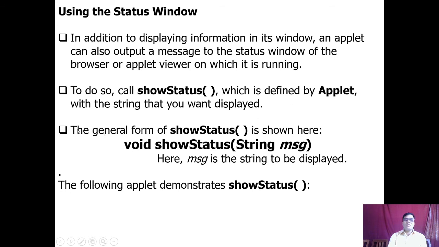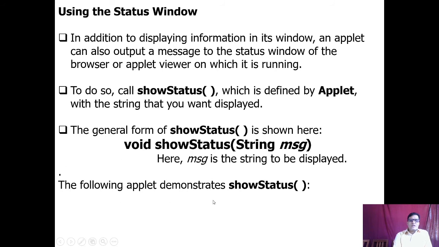Let us see the general form. Here the showStatus method is shown: void showStatus(String message). By using this showStatus, it acts as status bar information. Whatever content you place in this will be displayed as the status information. It will be displayed at the end of your browser, in the last line of the browser.